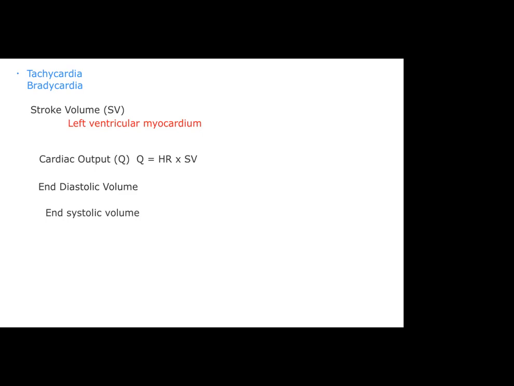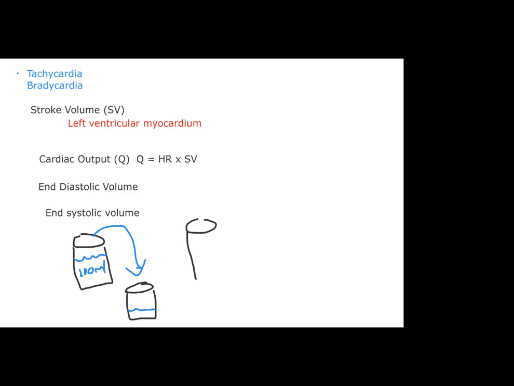Okay, so think about this. If I have a glass of water that has 100 milliliters of water in it, and I pour some of the water out into a different glass, and then that original glass now only has 40 milliliters of water in it. How much water did I pour out? Anybody?